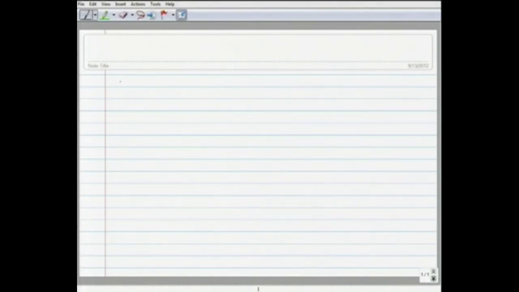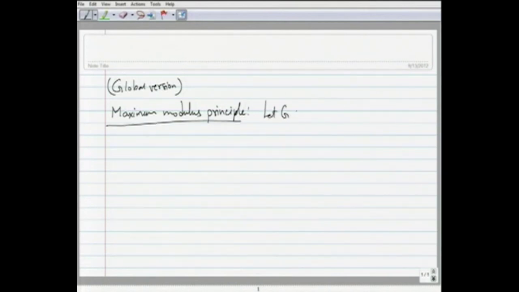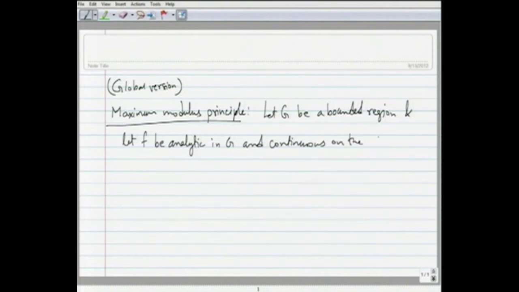So, firstly, let me begin by stating the global version of the maximum modulus theorem. Maximum modulus principle. Let G be a bounded region and let f be analytic in G and continuous on the boundary. Okay, continuous on the closure, actually on the whole closure of G.